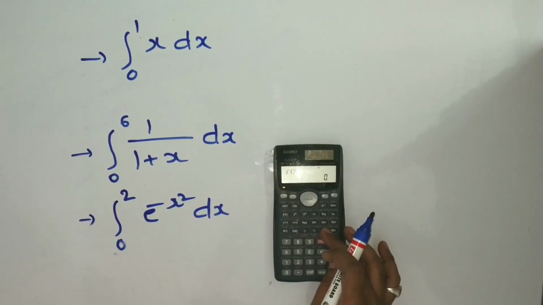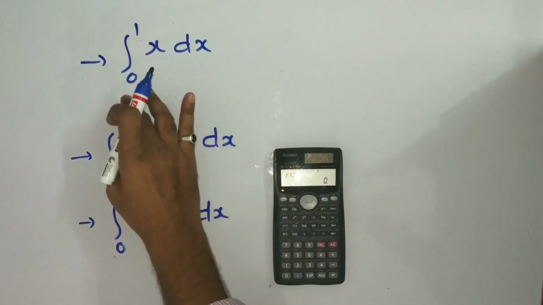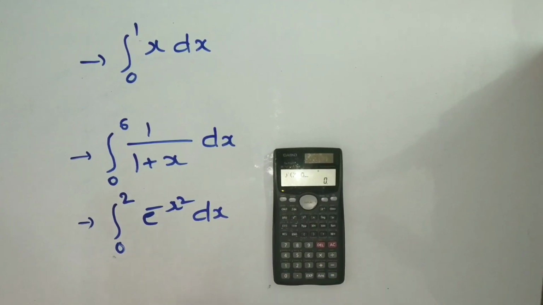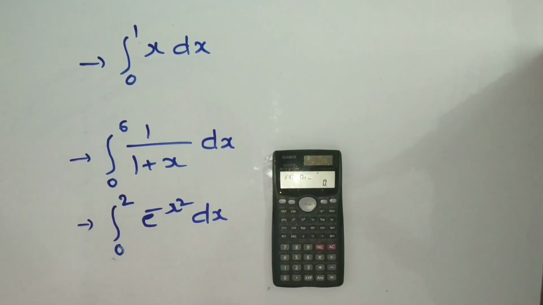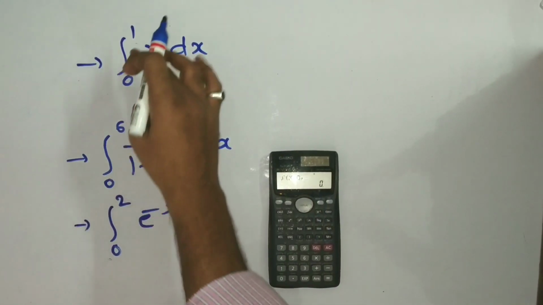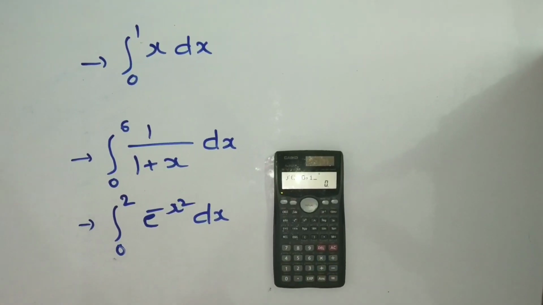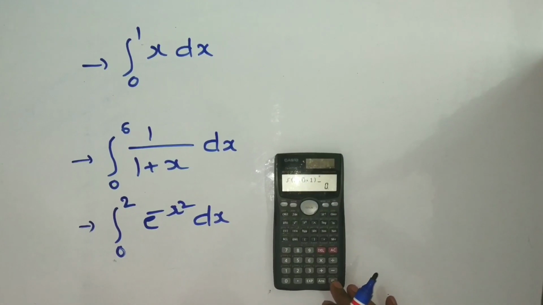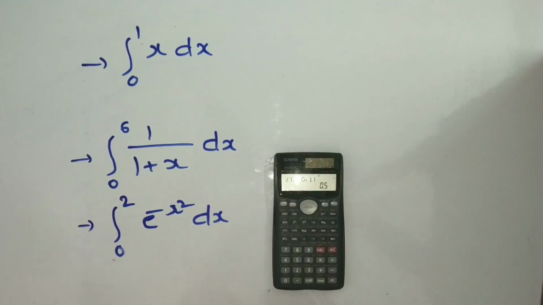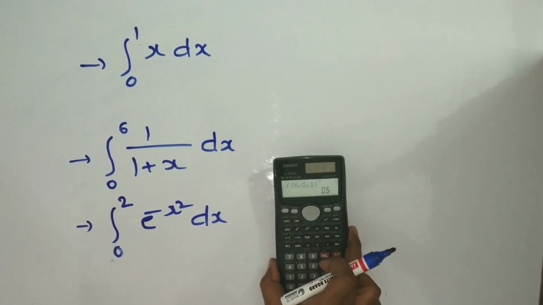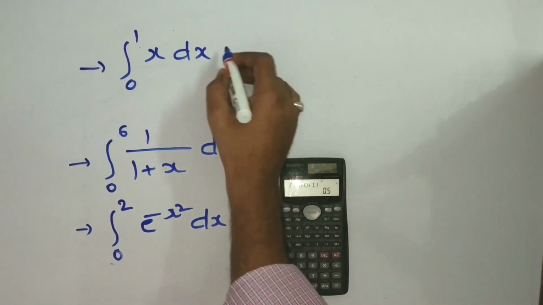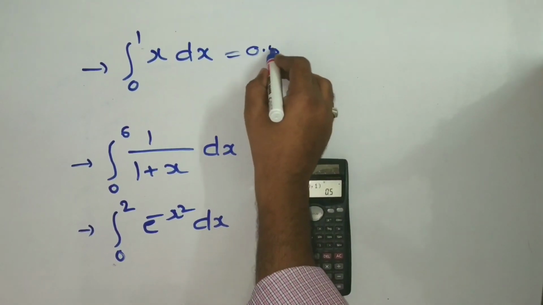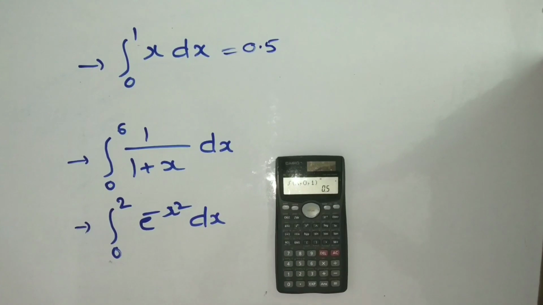And then you press comma, students. What is the lower limit, students? 0. So press 0. Again comma. What is the upper limit, students? 1. So press 1. Bracket close, students. Press is equal to, we get here directly 0.5. So the value is 0.5.